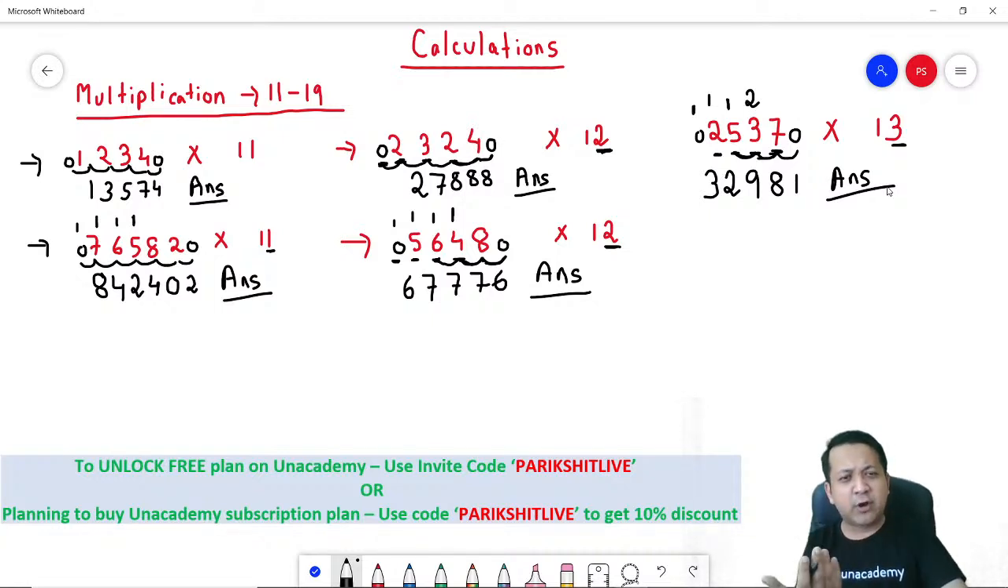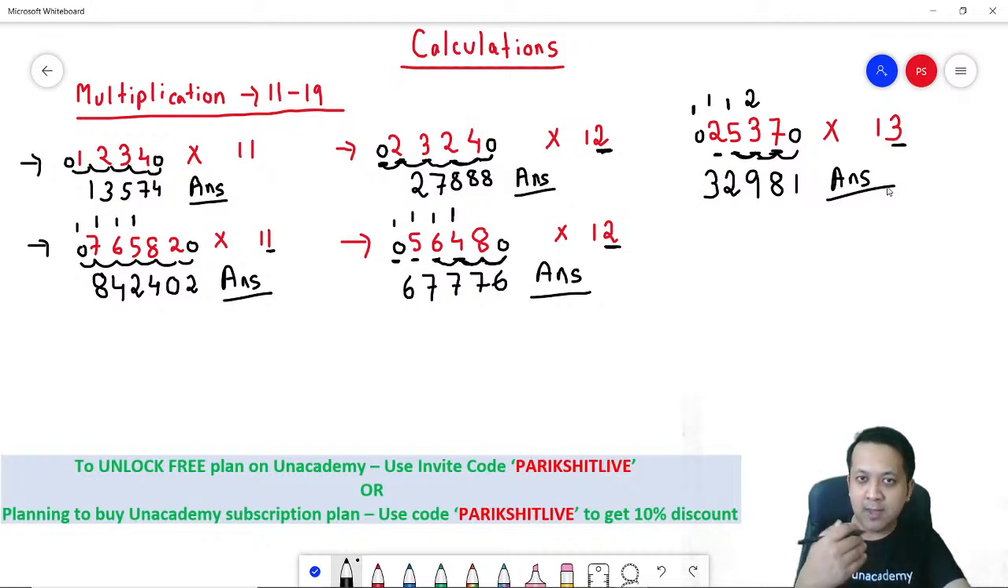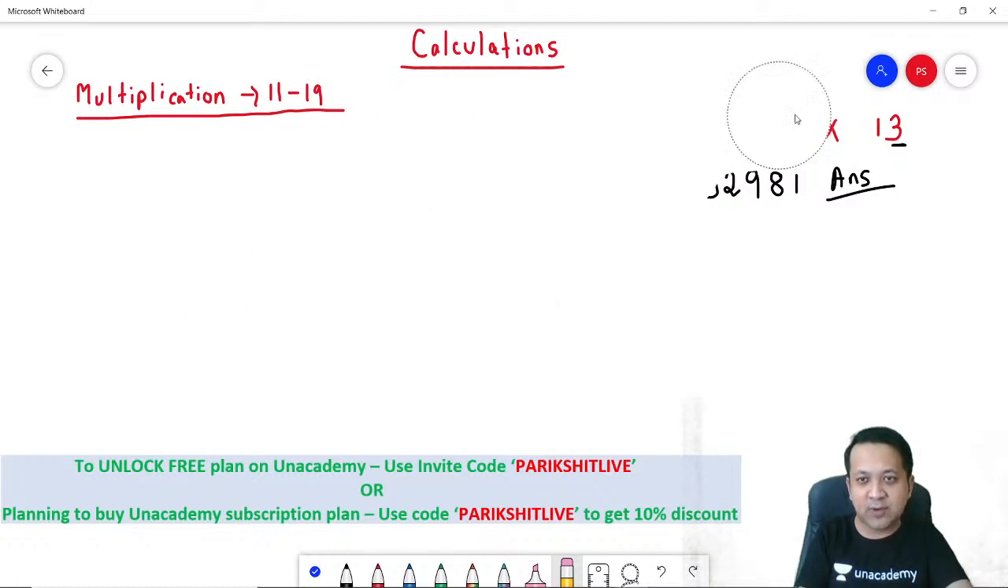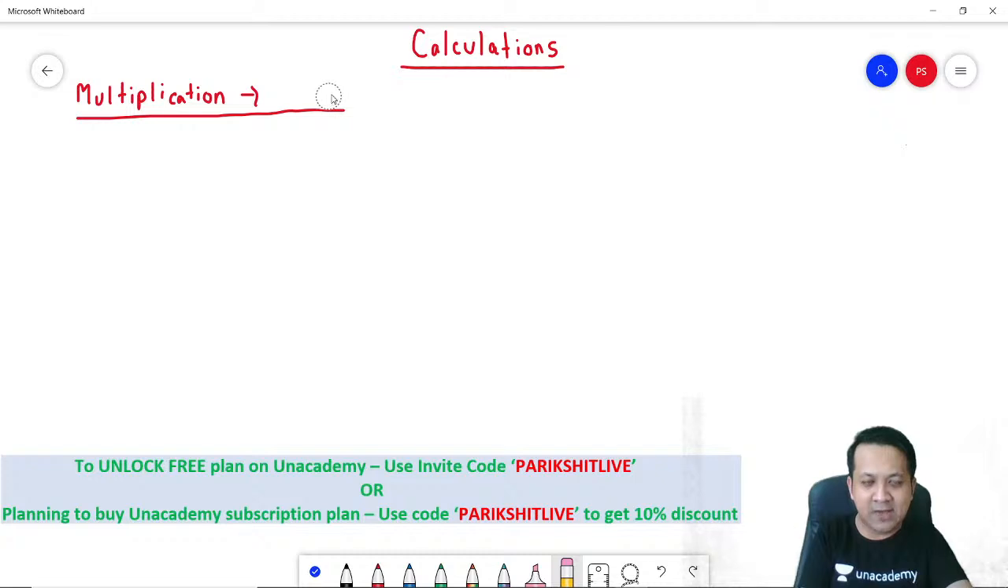Next, if it is into 14, what is the same process? First, you add a 0 on the right and the left, and then first you do into 4 and then you add. So I hope you understand this. So remember, this is how you are going to practice. You need to practice this to be able to master the process. So this is how you multiply from 11 to 19. Let's look at the next set of numbers.